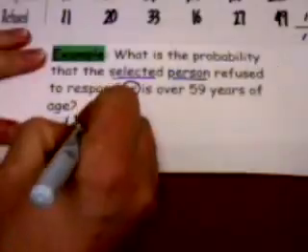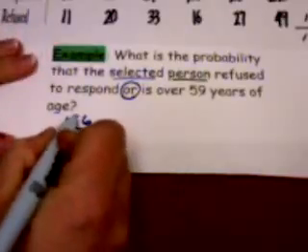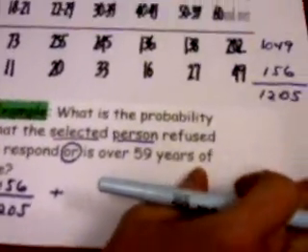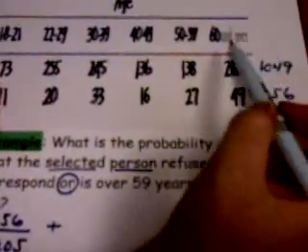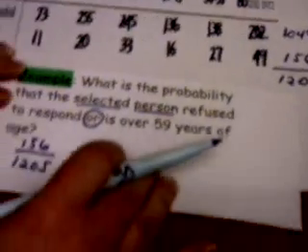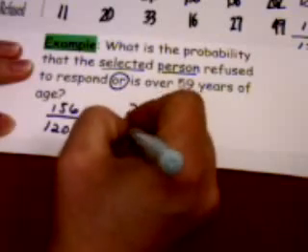So I'm going to go back to my question. What is the probability that the selected person refused to respond? Well, again, I go to the refused to respond, which is 156, and I'm going to take that out of the total, which is 1,205. These are the ones that refuse to respond. Okay. Then I'm going to look at event, what we're going to call event B, which is over 59 years of age. Okay. Well, this time I'm going to come back up here, and like I said, I'm going to go with the 60 and over, probably a typo in the book, and I'm going to add 202 and 49. And that's going to give me 251. So as far as over 59 years of age, it's going to be 251 over 1205.